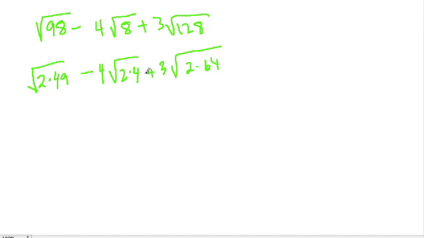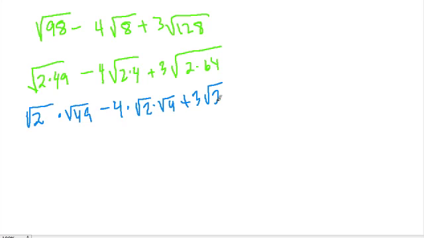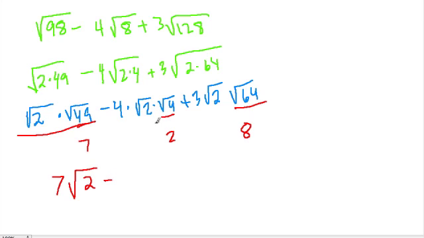So now we can just break this down. The first component is equal to the square root of 2 times the square root of 49. The second component equals 4 times the square root of 2 times the square root of 4. And the third term or component is 3 times the square root of 2 times the square root of 64. Here we have 8, here we have 2, and here we have 7. So now we have 7, combine this term right here, times the square root of 2. Minus 2 times 4 is 8, 8 square root of 2. 8 times 3 is 24, square root of 2.